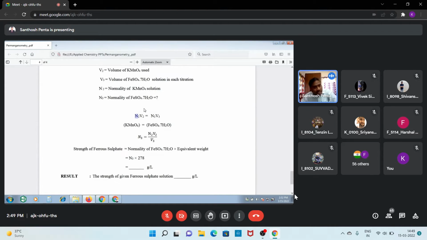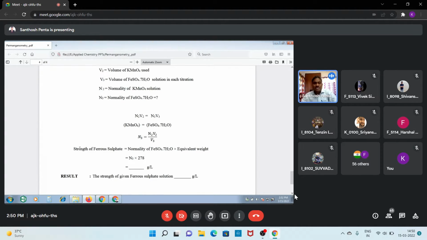V2, the volume of potassium permanganate, is nothing but the concordant reading. N3 is the question mark; we have to calculate the normality of the ferrous sulfate solution. V3 is 20 ml, as we are pipetting 20 ml of ferrous sulfate solution into the conical flask. Then calculate the normality of the ferrous sulfate solution.